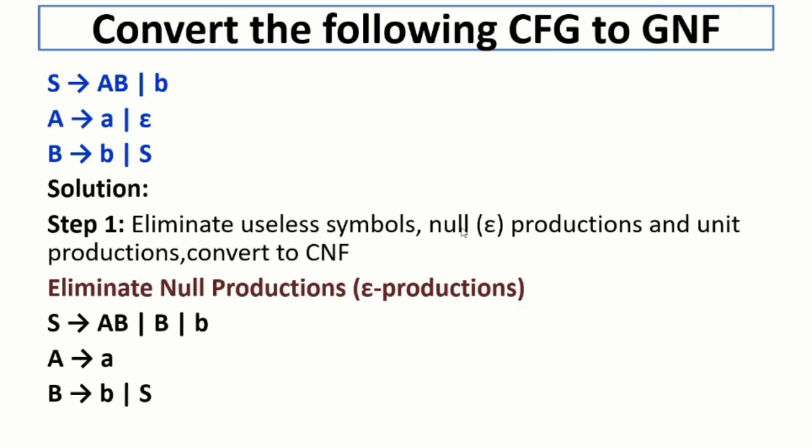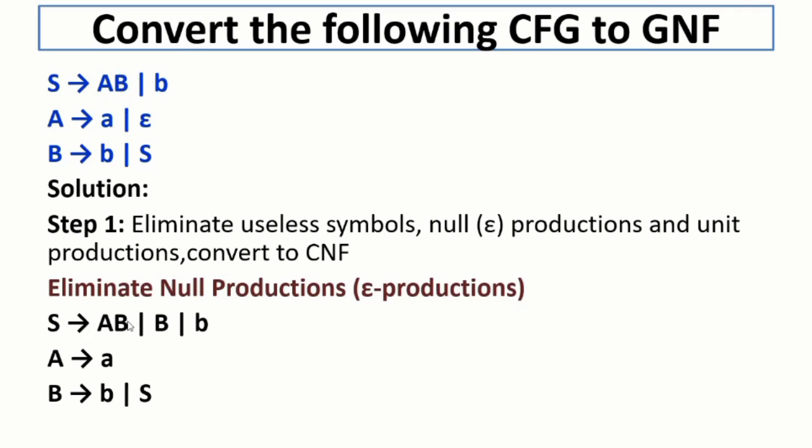First, we eliminate null productions or epsilon productions. Look at the productions. In the second one, A tends to terminal symbol a or epsilon. We observe that A tends to epsilon is a nullable production. Now we need to replace all rules that involve capital A, considering the possibility of capital A being absent. The production S tends to A B or small b. Since capital A is nullable, we generate new rules by removing capital A.